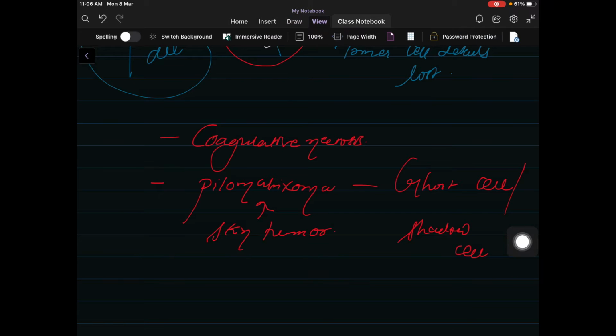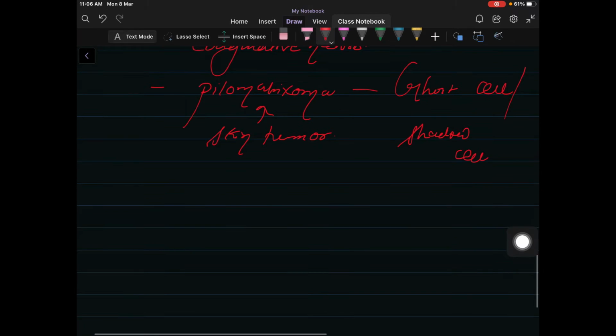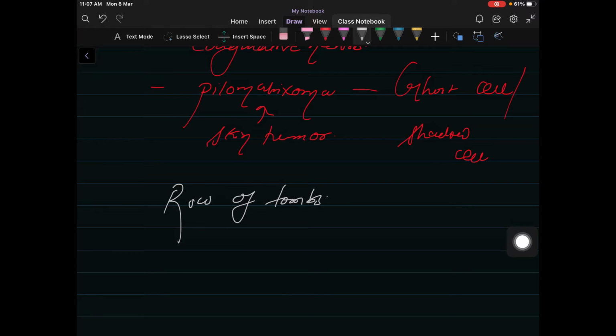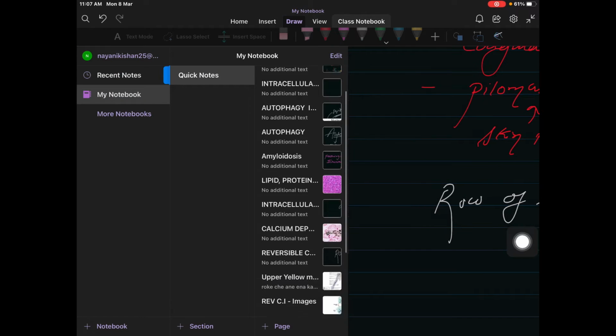Whereas the tombstone appearance forms a row of tombstone cells. This is mostly seen in pemphigus vulgaris. We will see this through the pictorial representation.